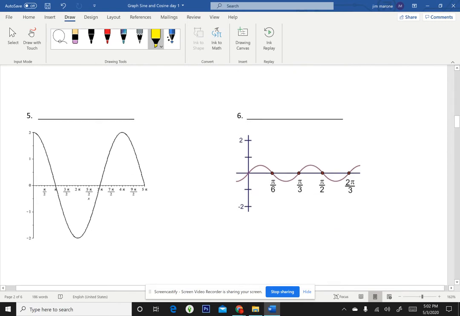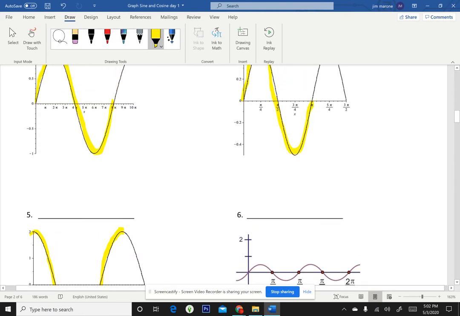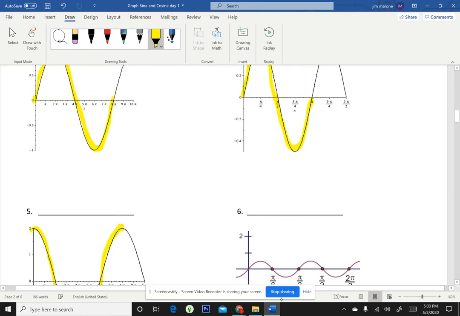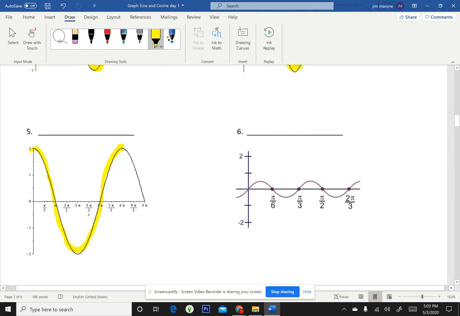If it's cosine, it starts up and comes down, goes all the way back up to the start. So it always ends where it starts. If it starts down at 0, 0, it ends at the x-axis. If it starts up on the y-axis, it ends up here. And then lastly, number 6 is a sine. It just looks a little bit different.